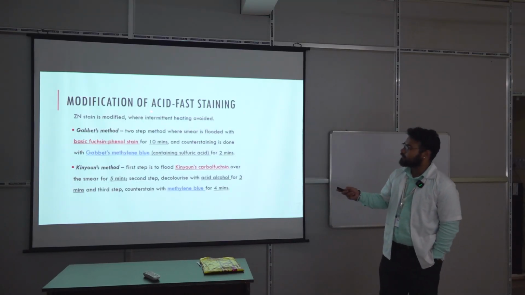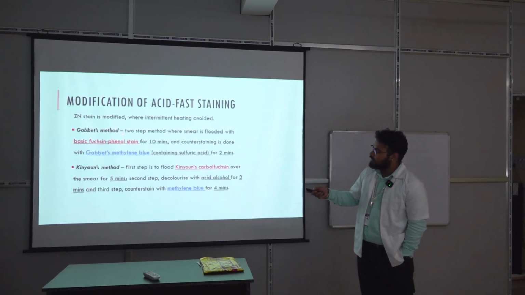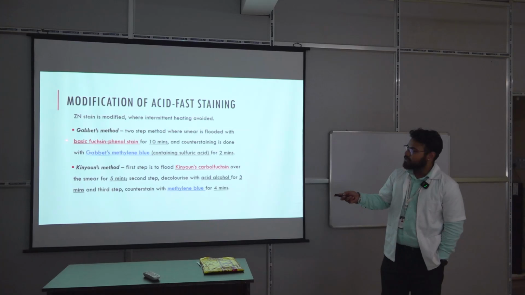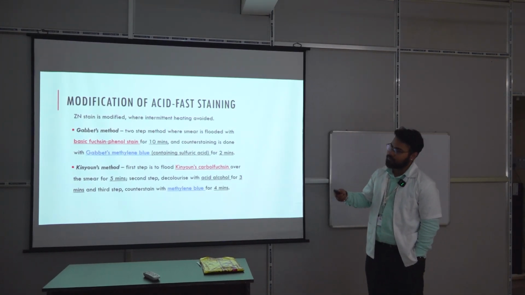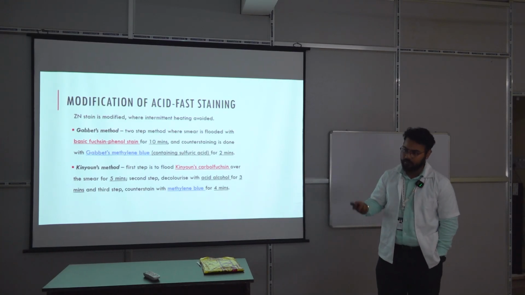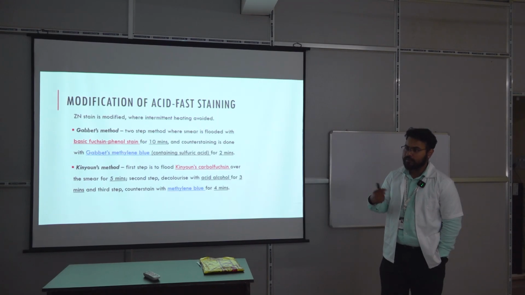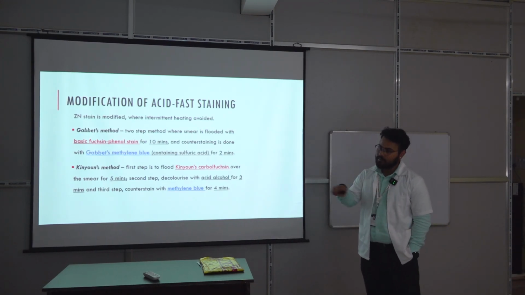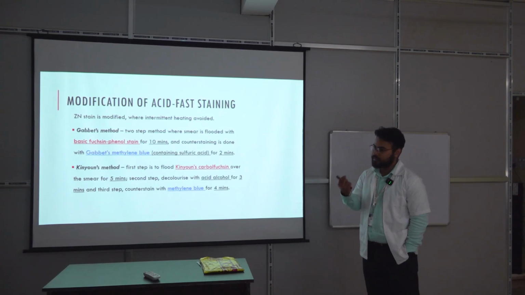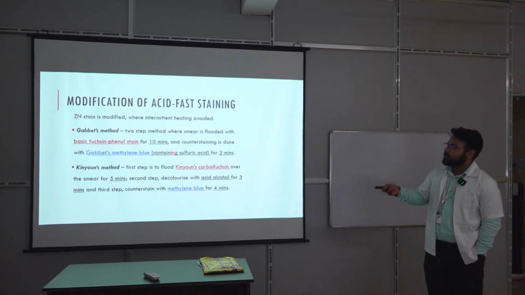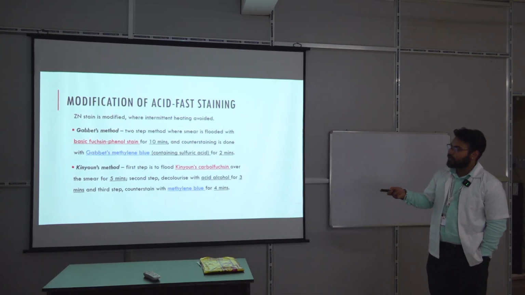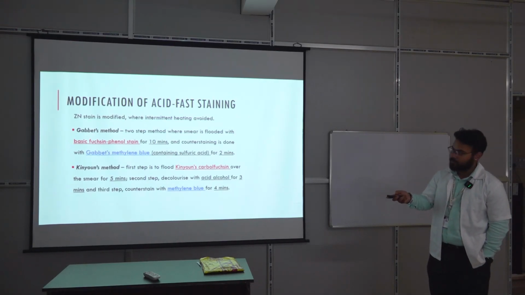These are certain modifications of acid-fast staining or cold method, like Kinyon's method. Gabbett's method, it is a two-step method where we use basic fuchsin phenol stain for 10 minutes, okay. We keep it for a longer duration, and also we increase the concentration of basic fuchsin and phenol. So more dye, more phenol, that is more carbolic acid, so it will use carbolic acid to penetrate the mycolic acid barrier, okay. We will not use heat in this case. And counter staining is done by Gabbett's methylene blue. It will contain sulfuric acid, okay.